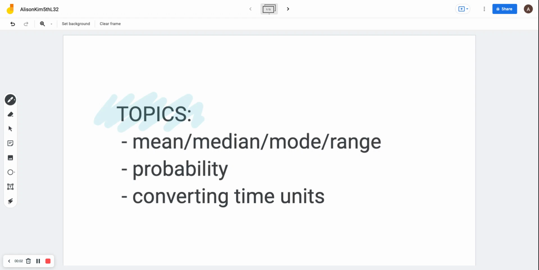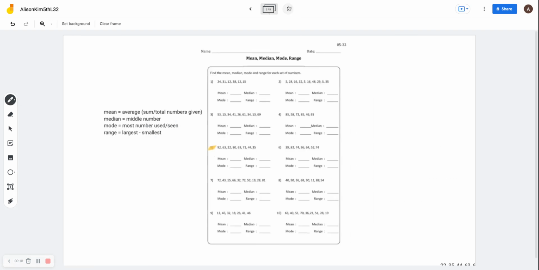Hi guys, today we're going to review some mean, median, mode, and range, and then we're going to do some probabilities, and then we're going to learn to convert time units. So let's start off with mean, median, mode, range.